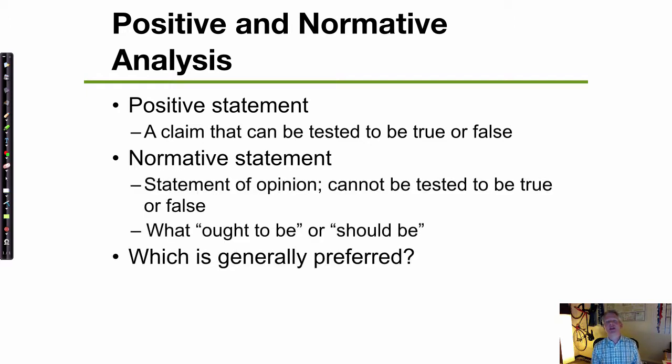A normative statement is a statement of opinion that can't really be tested to whether it's true or false. And it's often thought of as what ought to be or what should be the case. All right. And economics mixes both of these. But for the most part, we try as much as we can to stay in the positive statements. We try to be dispassionate analysts trying to understand the world, as opposed to people who are trying to affect policy in one way or the other. Of course, there are economists who do that other side, but most economists in most colleges and universities are about doing research and trying to figure out what's going on in the world.